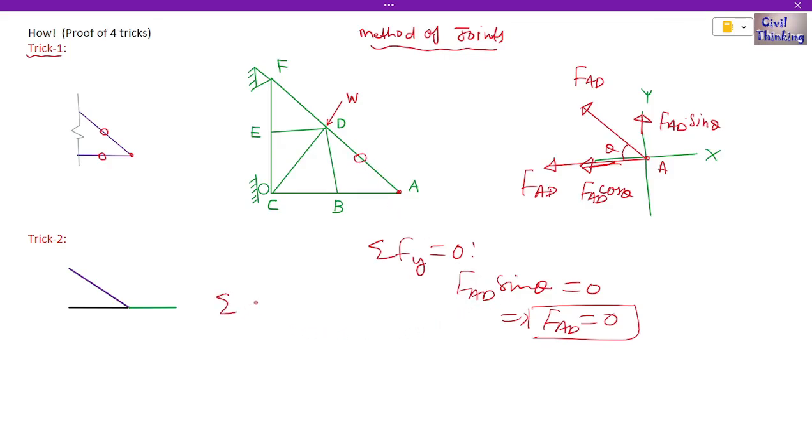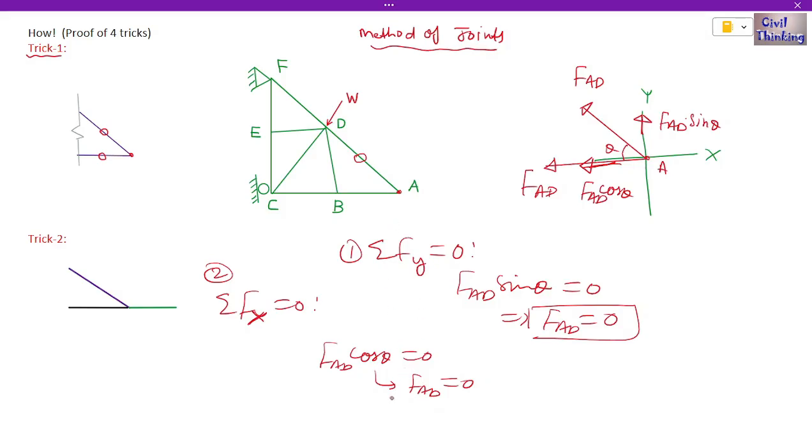Now let's apply summation of forces along the x-axis to be 0, because these are the two equations of equilibrium we use in the method of joints. Along the x-axis we will use FAB plus FAD cos theta is equal to 0. Why? Because we have to sum up all the forces along the x-axis. We have this FAB and FAD cos theta. I summed them up and equated them to 0. Now FAD is already 0, so FAB cosine of theta is 0.